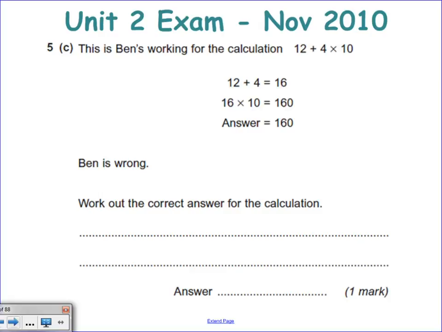What you need to be doing is saying, why is Ben wrong? What's he done wrong there, and what should the correct answer be? Nicole just said he did the addition first, so for the correct answer he should have done 4 times 10 first, which should give him 40, add the 12. So for your 1 mark, which is a bit rubbish really for an exam, get 52.